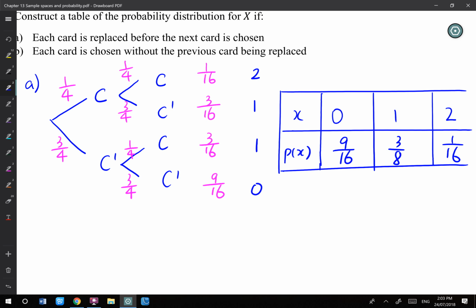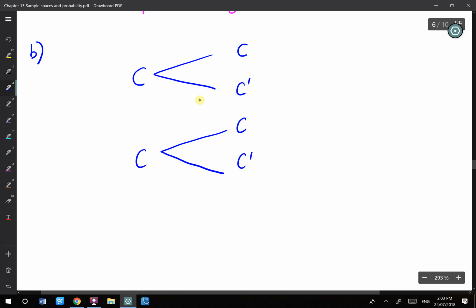Okay, we set up the tree diagram. We can work out what we want. Let's have a look at B. B is the thing I want to emphasize. Again, I can still have club, not club, club, not club. Okay, make a longer one. Club, not club.